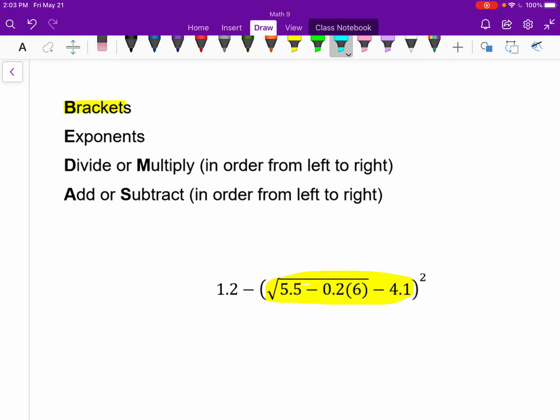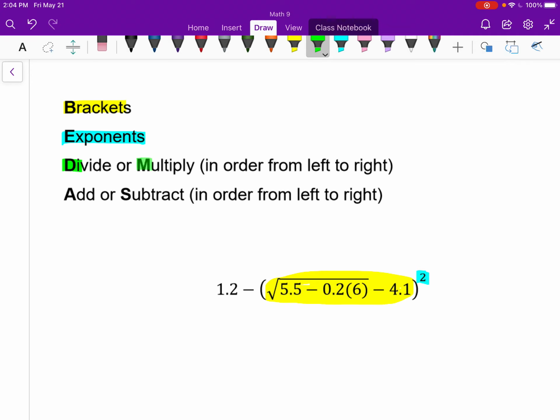Well, after brackets we look for exponents. Here's an exponent, but it's everything inside the brackets being raised to the power of 2. And so I can't yet deal with that power of 2 until I know what's inside the brackets. And there's a lot of stuff going on inside there. So still, I haven't really done anything yet.